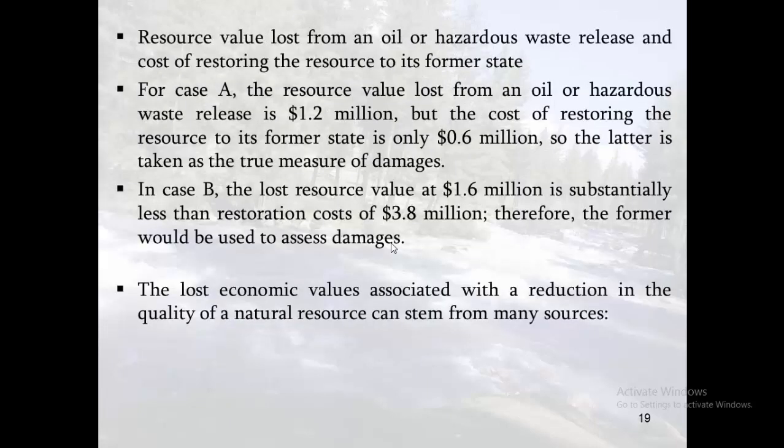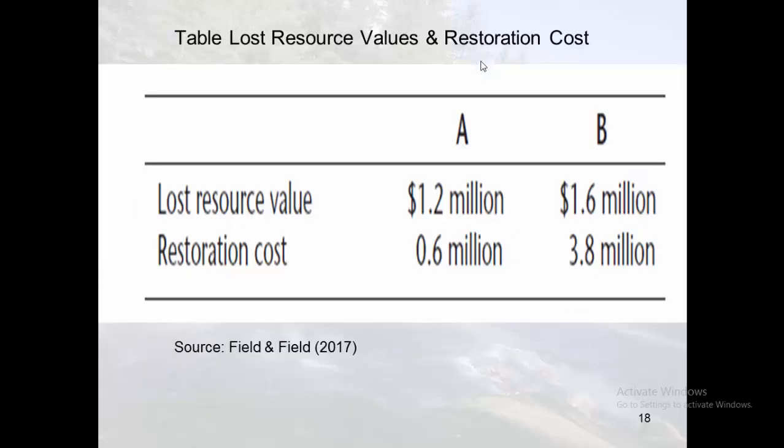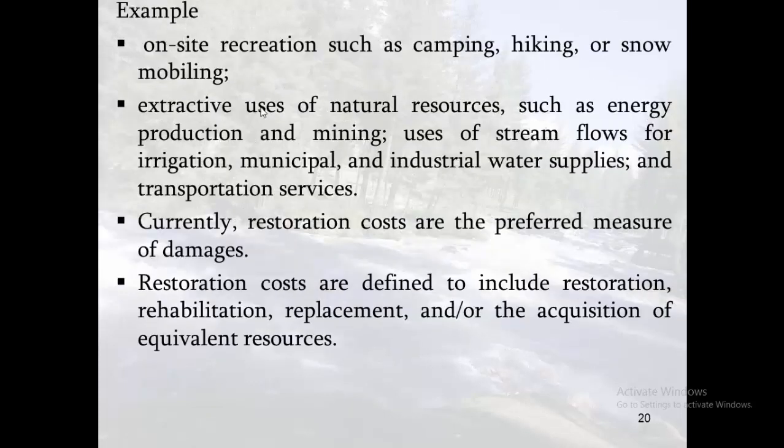The lost economic values associated with the reduction in the quality of natural resources can stem from many sources. Similarly, we can estimate such damage through on-site recreation such as camping, hiking, or snowmobiling. All these activities harm the environment, so we should also go for a different alternate source to assess the damage.